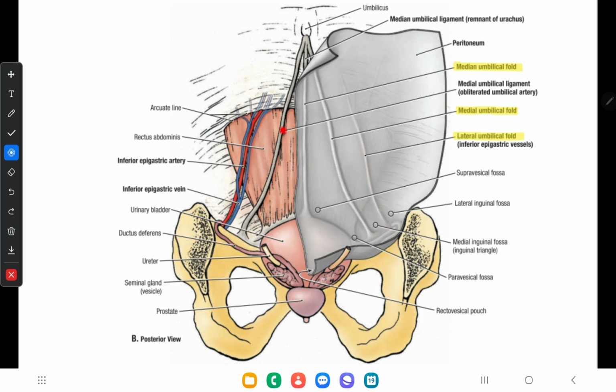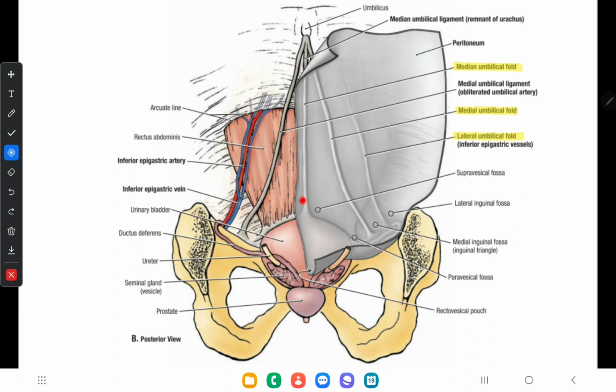This is a medial umbilical ligament. After covering by the peritoneal layer, this medial umbilical ligament becomes the medial umbilical fold. I hope you can understand very clearly. This is the medial umbilical ligament without the peritoneum. After covering it with the peritoneum, we call the umbilical ligaments umbilical folds. So you can see here, this is the median umbilical fold, and this is the median umbilical ligament. The median umbilical ligament is the remnant of the urachus.